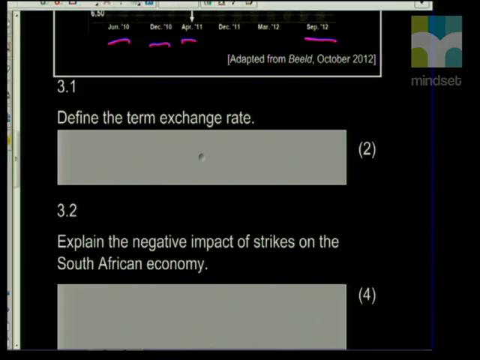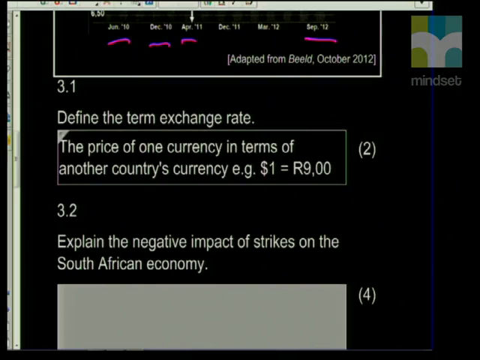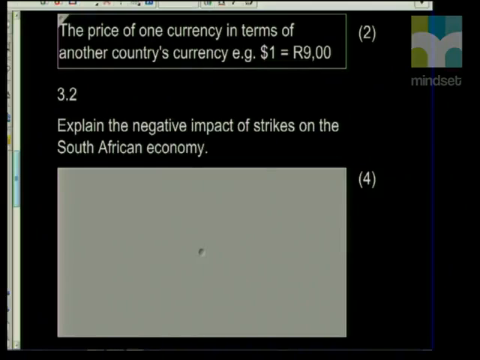Anybody? Yes, I can hear it. It is the value of one currency expressed in terms of another currency. Yes, that's correct. The price or value of one currency in terms of another currency, e.g. $1 is equal to 9 rand. This question is just answering; you don't have to think, but you'd never know if you don't know how these currencies are determined. So it's important.